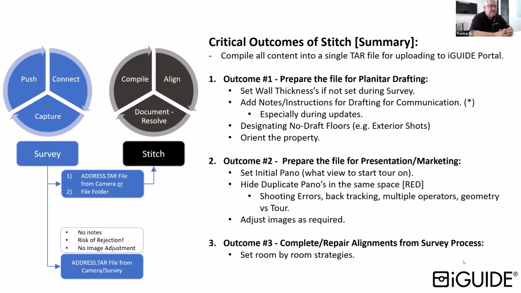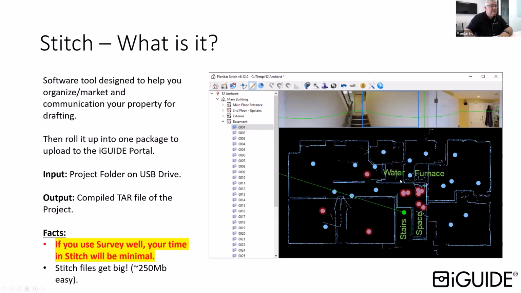So Joe's asking a question, how do you add labels to Stitch? Joe, just to clarify your question, are you asking about what I've got on the screen here with the water, the furnace, the stairs, and the staples? Is that what you're asking? Yes. I'm going to show you that bar.